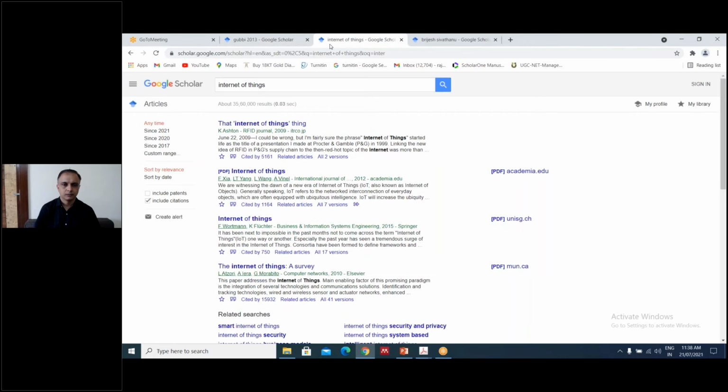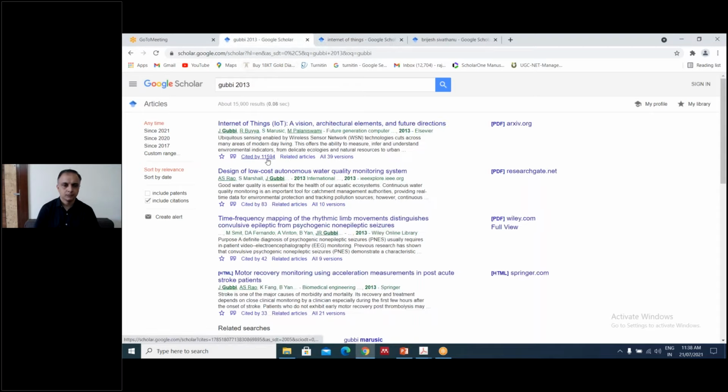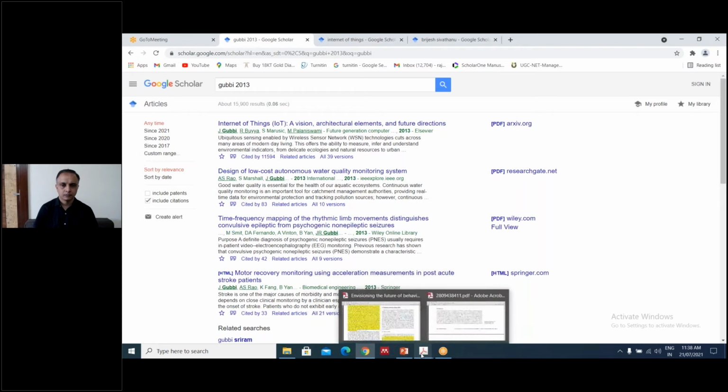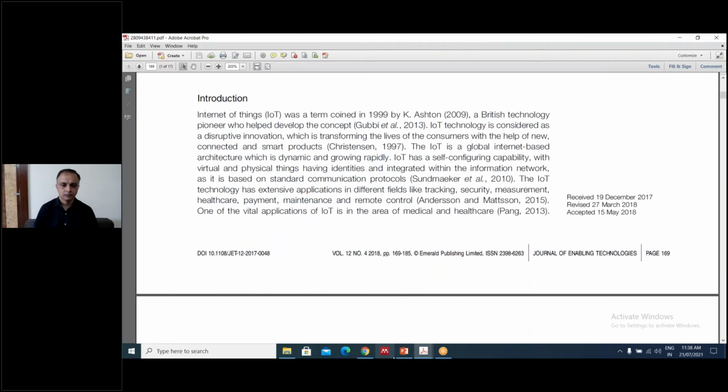So let me come to that also. Atzori's paper, you can see there at the bottom. I hope my screen is visible. It has got 15,000 citations. So apart from Ashton's paper, you can always keep Atzori's paper, which has got 15,000 plus citations, and Gubbi's paper, which has got around 11,500 citations. The irony in this whole tale is that the person who coined the term has been overtaken by other budding researchers like Gubbi and Atzori.